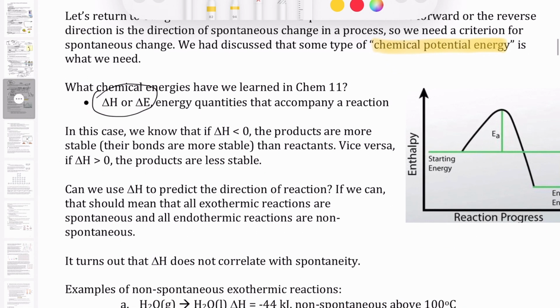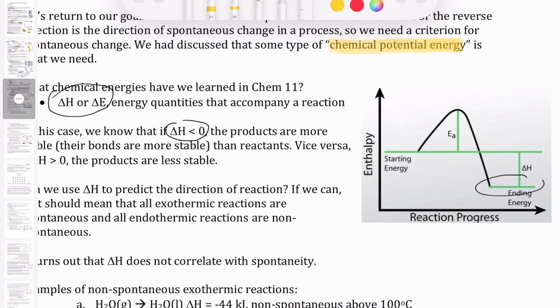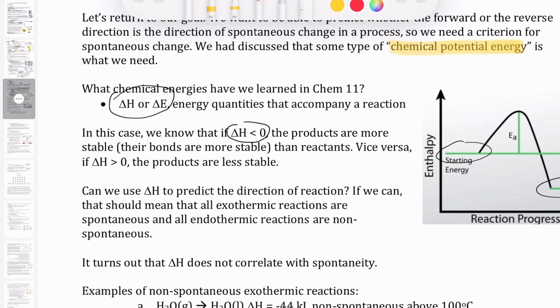First off, we know that when delta H is less than 0, the product is going to be more stable than the reactant, as illustrated by this energy diagram. The question then becomes, is it true that all exothermic reactions are spontaneous? And on the opposite side, is it true that all endothermic reactions are non-spontaneous?